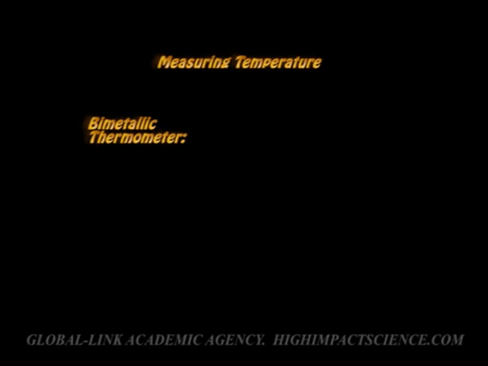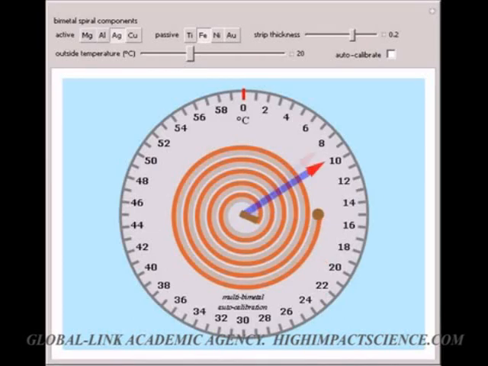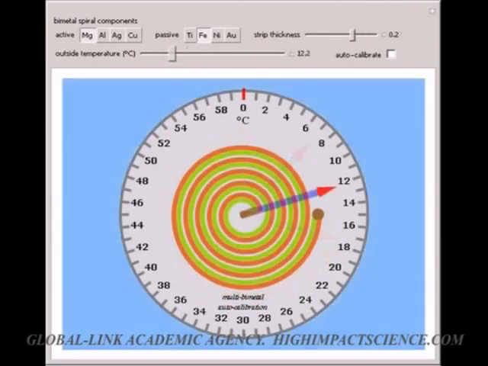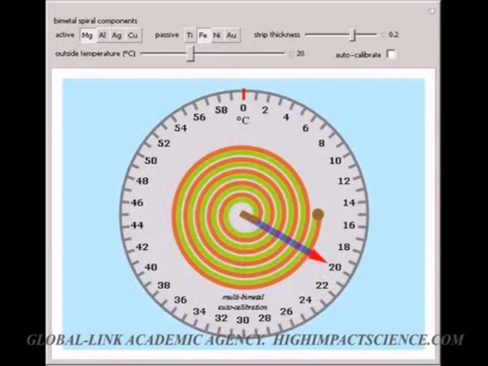Then we have the bimetallic thermometer. This type of thermometer consists of a coiled bimetallic strip. One end of the strip is fixed while a pointer is attached to the other end. An increase in temperature makes the spiral curl in a clockwise direction, forcing the pointer to move over the calibrated scale. The curling is due to the unequal expansion of the materials in the bimetallic strip.